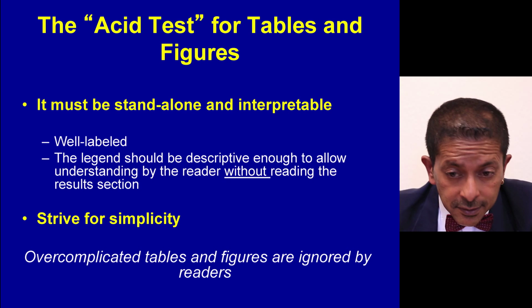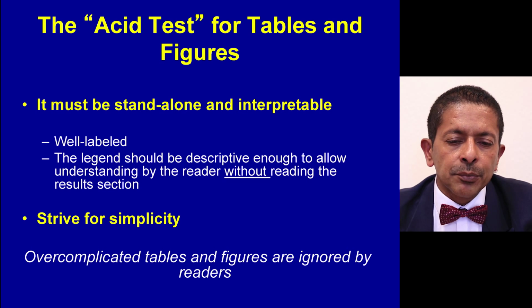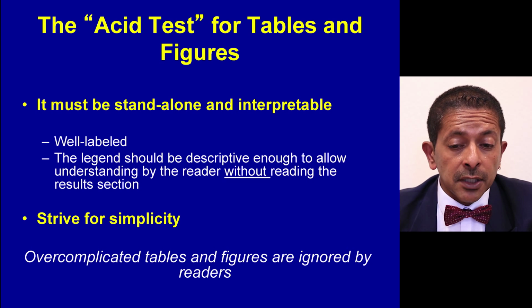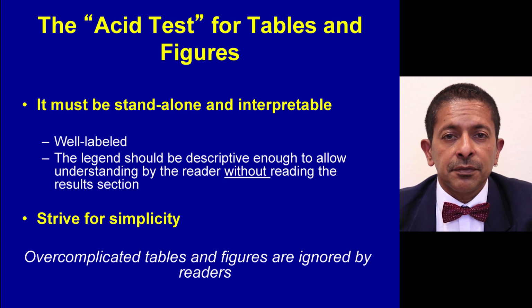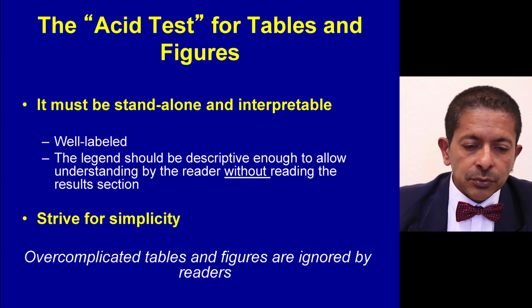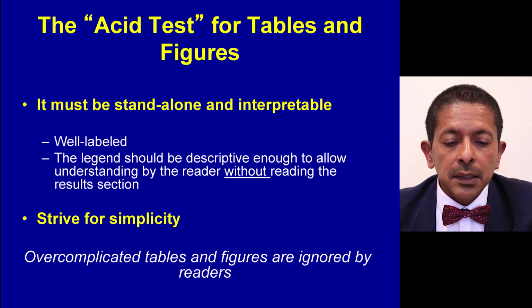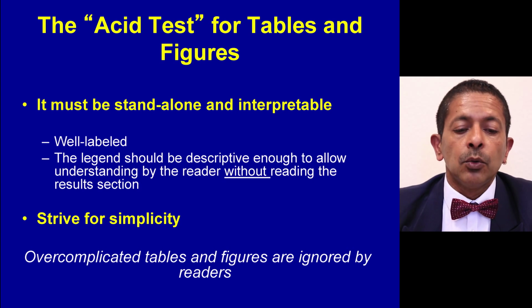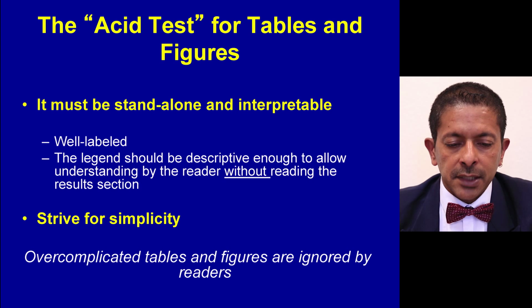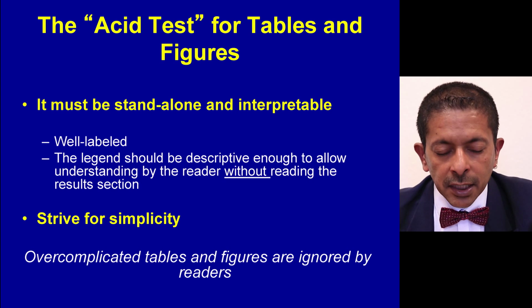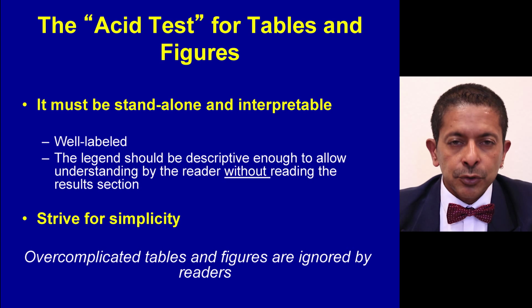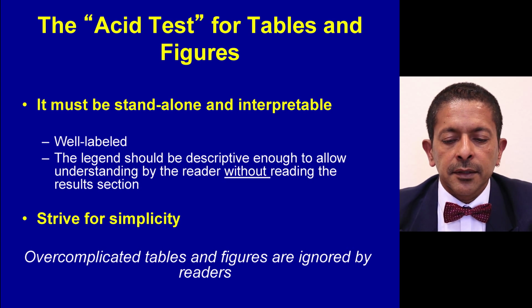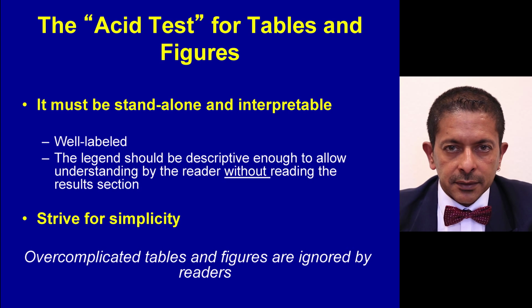There's what we call the acid test for tables and figures, and you can perform this yourself. Basically, all tables and figures must be stand-alone and interpretable. This is the first aspect. And to be able to do that, it must be well labeled, and the legend should be descriptive enough to allow understanding by the reader without reading the results section. And then tables must be simple. You should strive for simplicity, because overcomplicated tables and figures are often ignored by the readers.